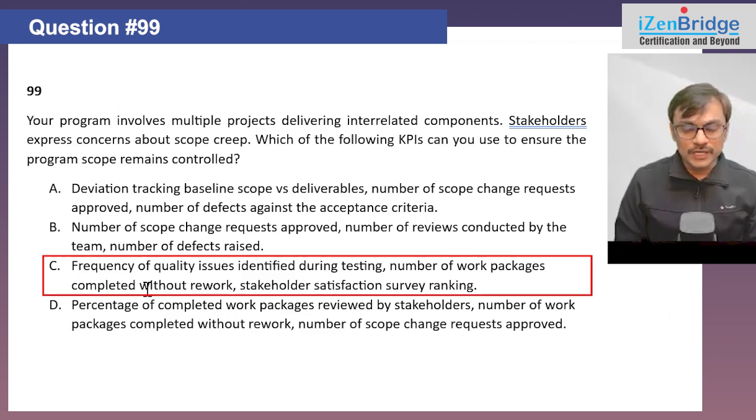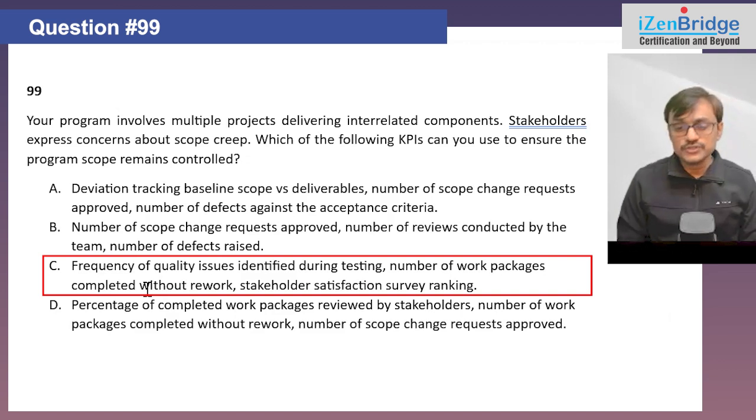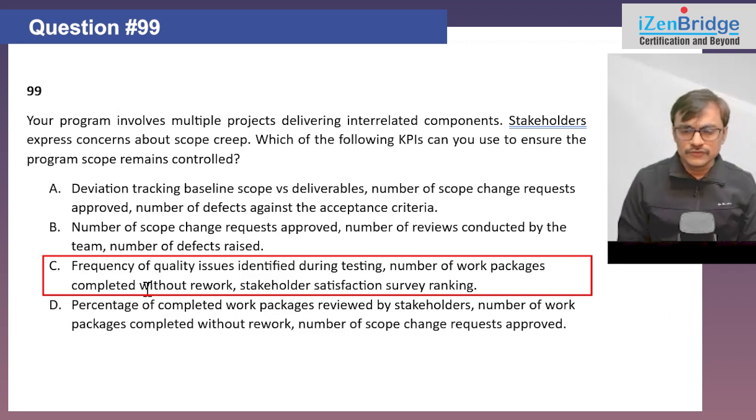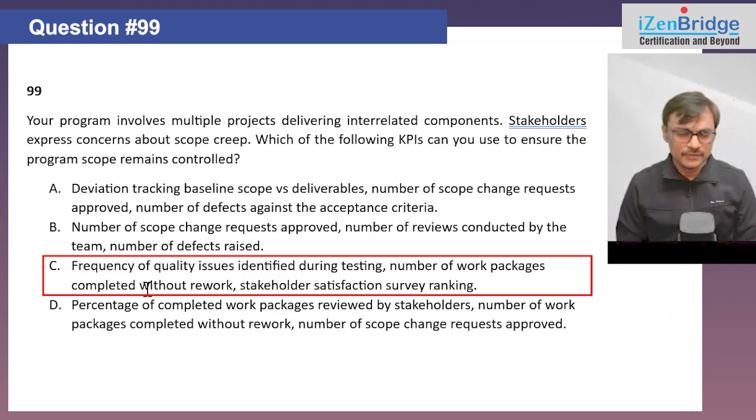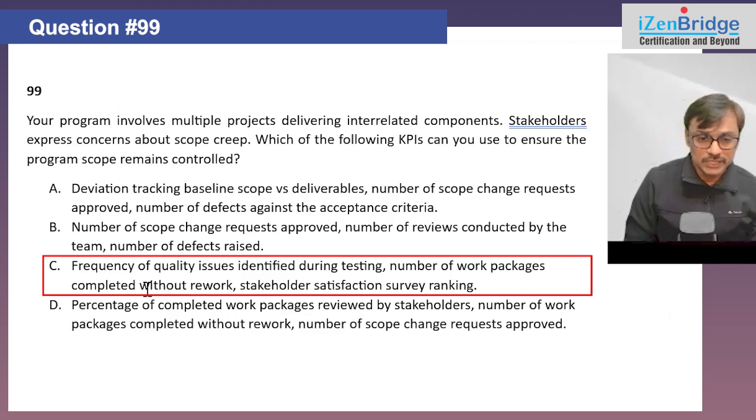Option C, frequency of quality issues identified during testing. Okay, could be. But what is the reason of it? Number of work packages completed without rework. Okay, so it's more like adherence to our work, first time right kind of thing. Work package is completed without rework, but it can be indicative of scope creep, a little bit indicative of scope creep. Stakeholder satisfaction survey ranking. Yeah, stakeholder satisfaction can happen because of various reasons. And anyway, I have a better option A, so I can ignore C.